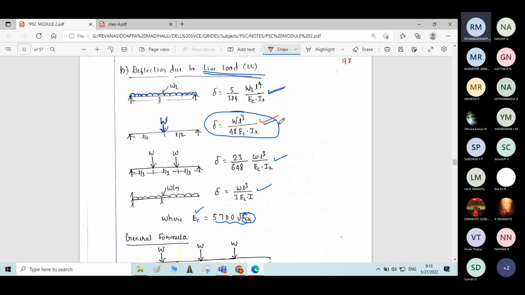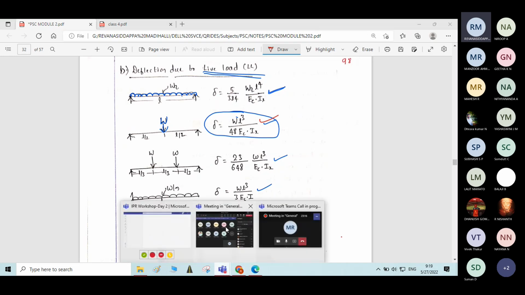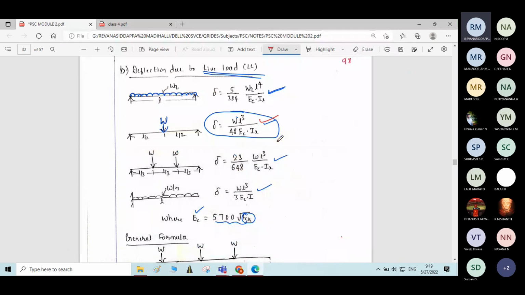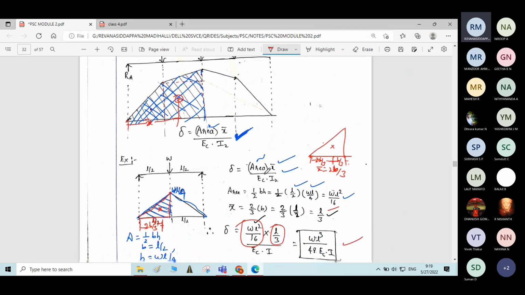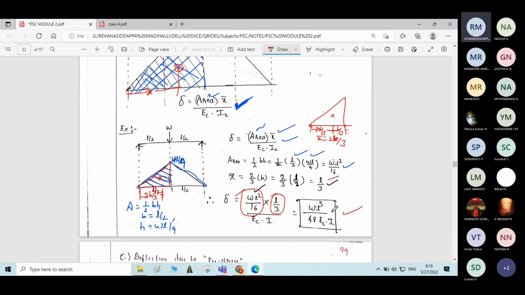Okay, the same formula we have, that is WL cube by 48 EI into X. So even if you are not able to remember the formula, you can use this generalized formula to obtain the equation or to do the calculation directly.